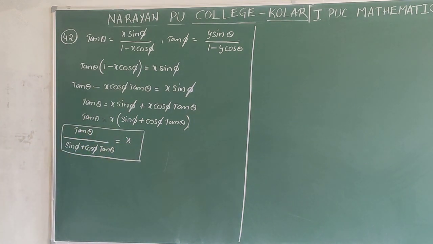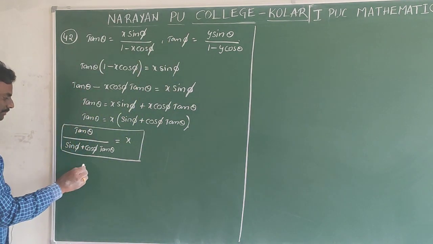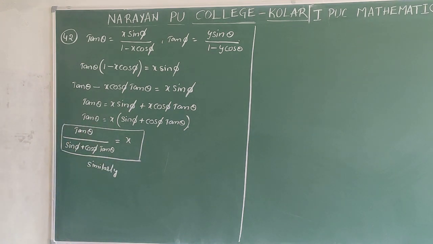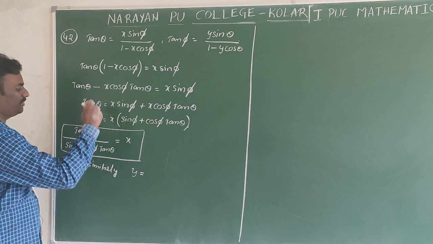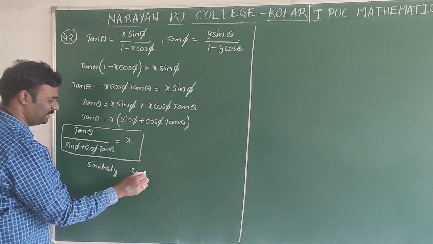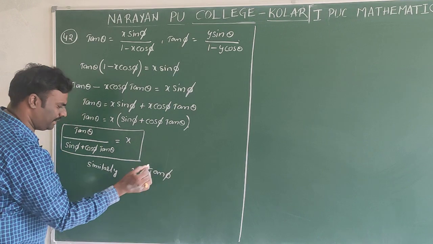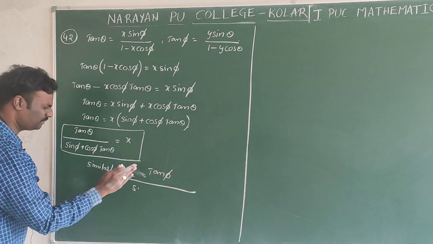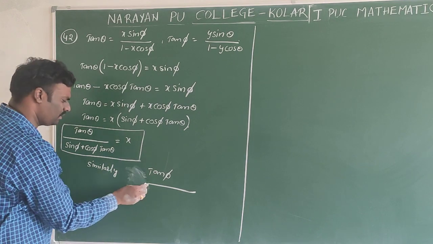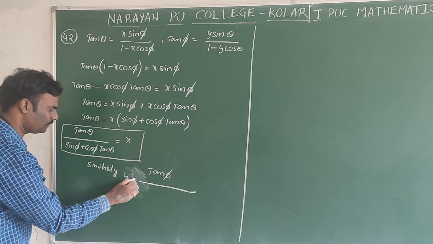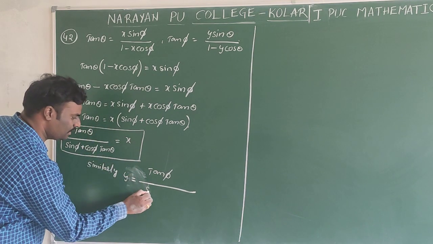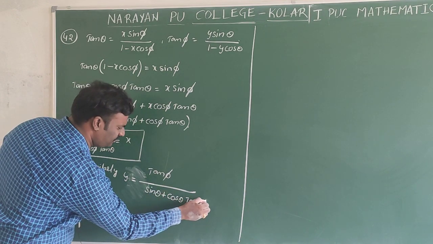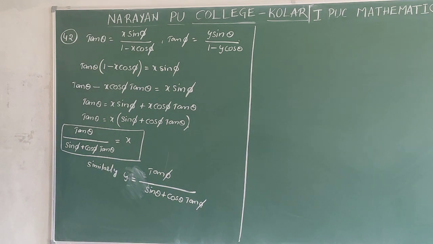Similarly, if you simplify the second equation, I am writing y is equal to, in place of theta you will get phi, in place of phi you will get theta, that is nothing but tan phi by sin theta plus cos theta into tan phi.